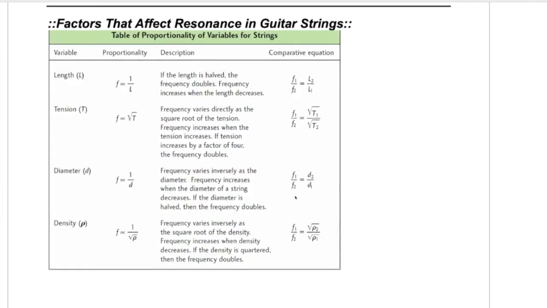So next, we're going to talk about factors that affect frequency in guitar strings. So the next thing we're going to talk about is how guitar strings resonate and what factors affect that. So in a guitar string, they're affected by the following things: the length of the string, the tension, the diameter, and the density. Now, this symbol here, it looks like a P, but it's actually the Greek letter rho. So let's take a look at how these relationships work.